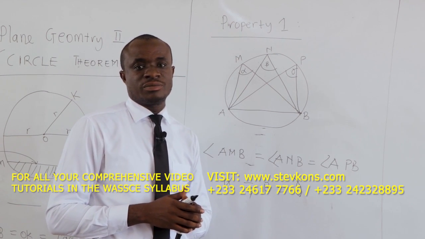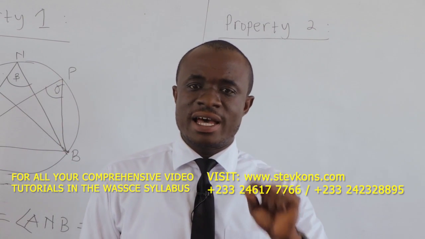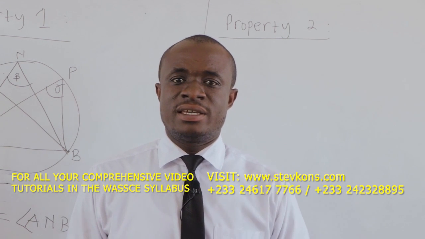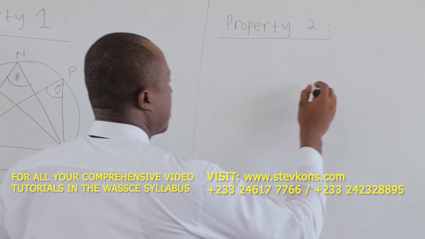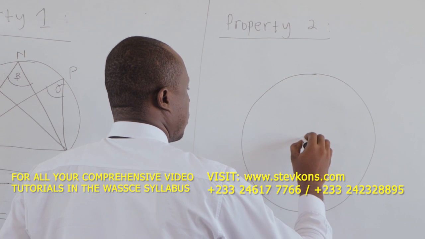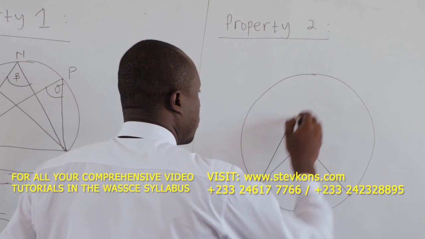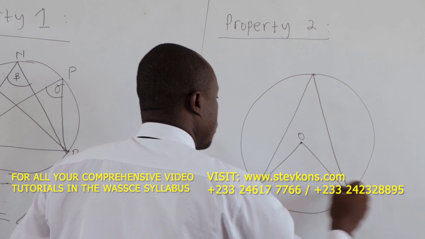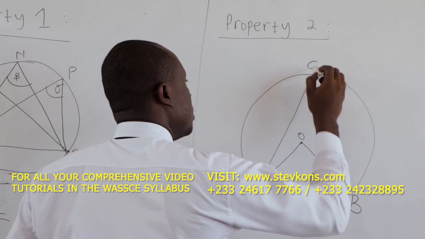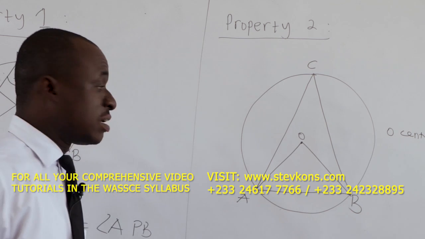That's the first property. Now, the second property: the angle a chord subtends at the center is twice the angle the chord subtends at the circumference. So let's consider a circle, with O as the center, and a chord AB. This is C. If O is the center, it will always be stated.